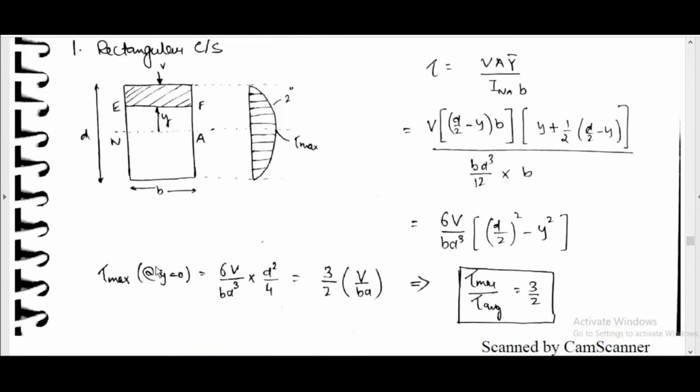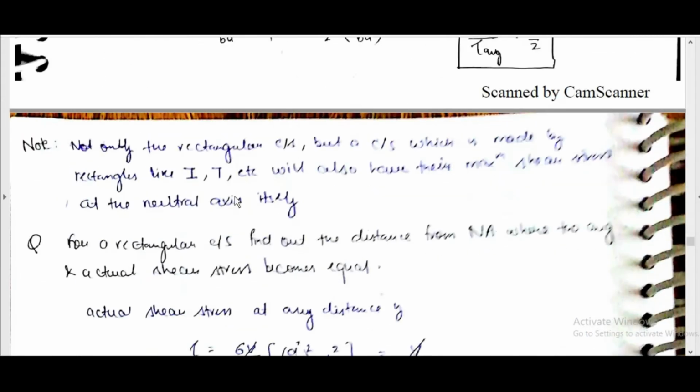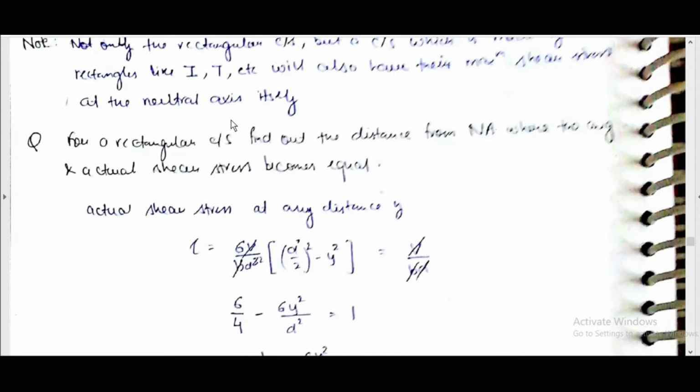Tau max at y is equal to 0 is equal to finally 6V by b d cube into d square by 4, equal to 3 by 2 V by b d. Tau max by tau average is equal to 3 by 2. Not only in a rectangular cross section, but in a cross section which is made of rectangles like I, T, etc., we will also have maximum shear stress at the neutral axis itself. Even if you use rectangles, at the neutral axis only we will have maximum shear stress.